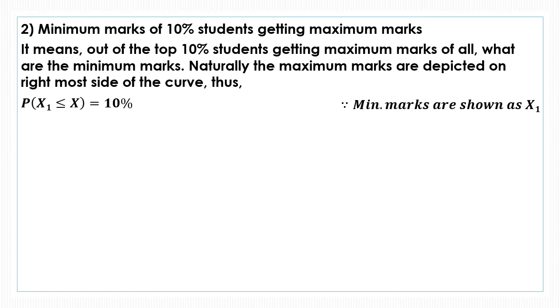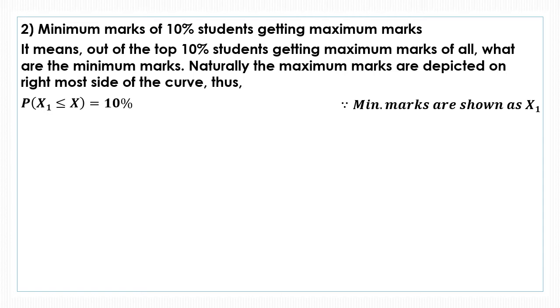Now for example, out of 200 students, 10% means 20 students are the toppers, and of those 20 students, what are the marks of the 20th student? So that would be the minimum marks of the top 10% students. So that's what we are trying to calculate here. All of the other students have marks greater than the 20th student, so that 20th student is shown as x1 and others are greater than x1.